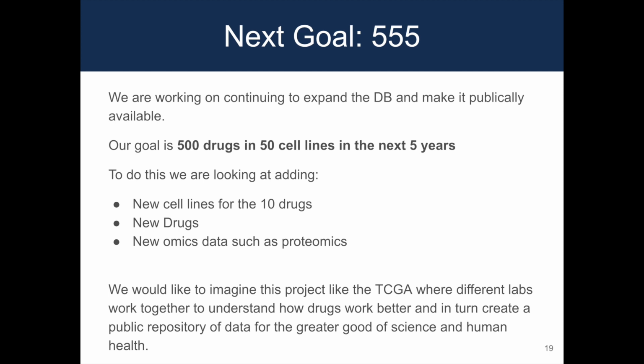Our next goal is called 555. The goal is to generate data for 500 drugs in 50 cell lines in the next 5 years. To do this, we are looking at adding new cell lines, new drugs, and new omics data such as proteomics. We imagine this tool to be like TCGA in the future, where different labs work together to understand how drugs work better and in turn create a public repository of data for the greater good of science and human health.